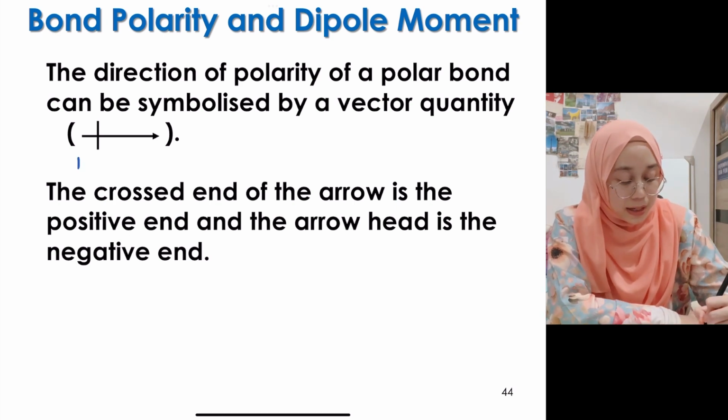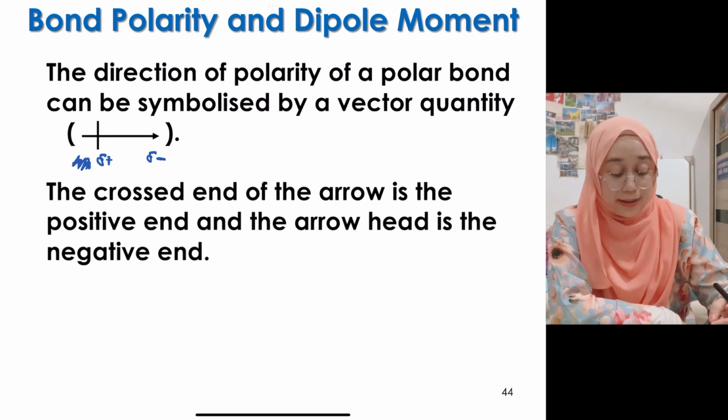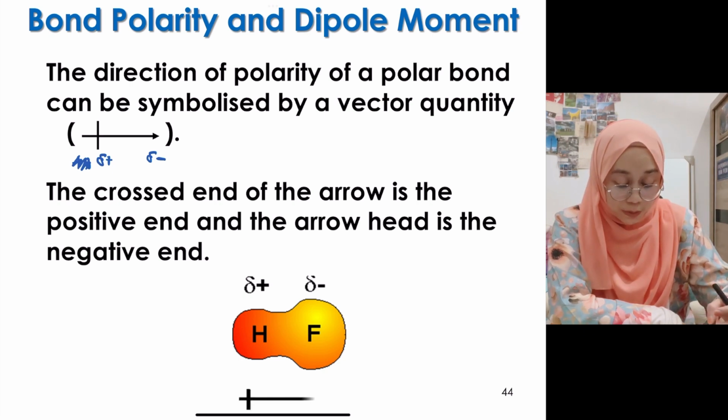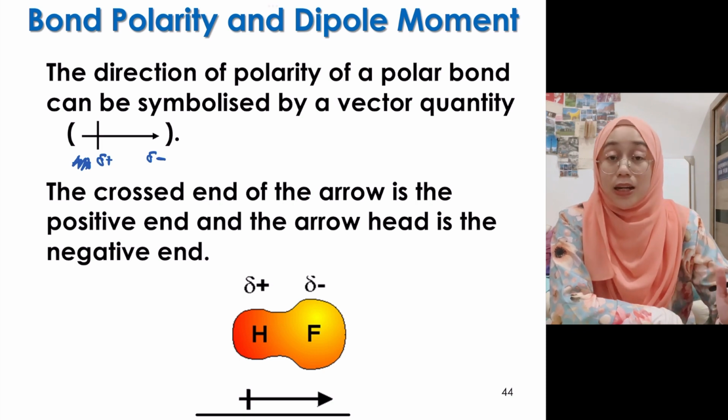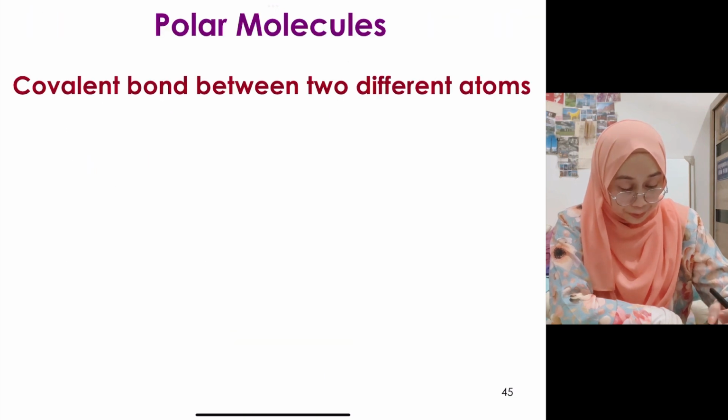Basically, kita akan ada dekat sini partially positive side. Yang kepala arrow pula kita tunjuk ke arah yang partially negative side. Okay. So for example, kalau kita ada HF kat sini, bermaksud kalau kita nak guna yang vector tu, kita akan buat arrow macam ni lah. Okay, so the cross part dekat bahagian H, the arrowhead dekat bahagian F, since F is more electronegative.